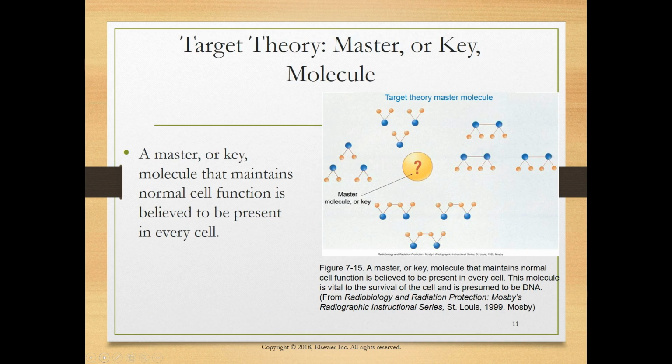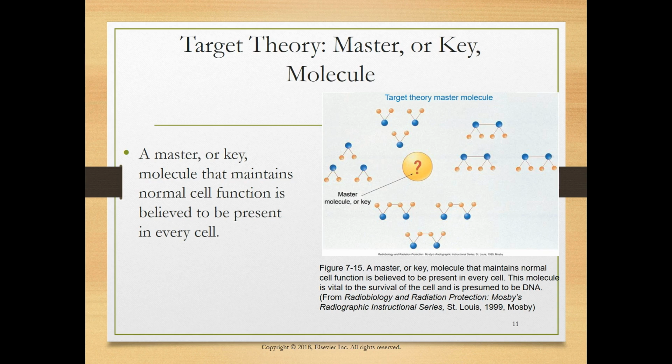Okay, so the next thing we're going to talk about is target theory. When they talk about target theory, they are talking about the concept that every cell has cellular components inside of it, molecular components. And there's usually more than one of each type. And if one gets damaged by radiation or being irradiated, then another one can step in and support the function.